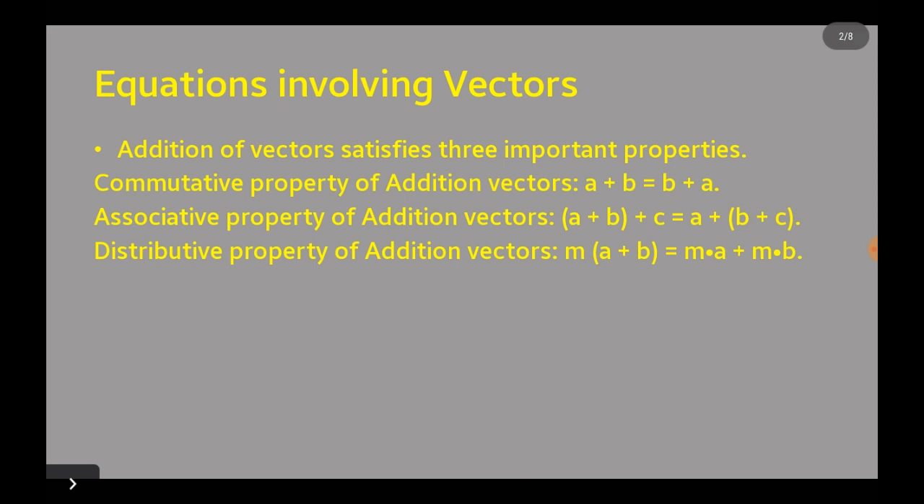In the equations involving vectors, we have identified that the addition of vectors satisfies three important properties. The commutative property of addition of vectors: a plus b is equal to b plus a. The associative property of addition of vectors: the bracket of a plus b, plus c, equals a plus the bracket of b plus c. And the distributive property: m times the bracket of a plus b, which means m times a plus m times b.